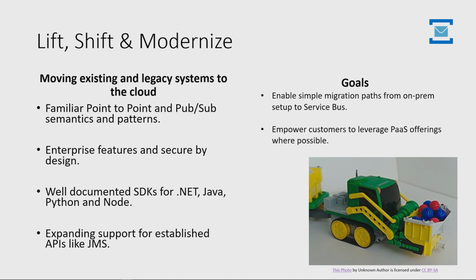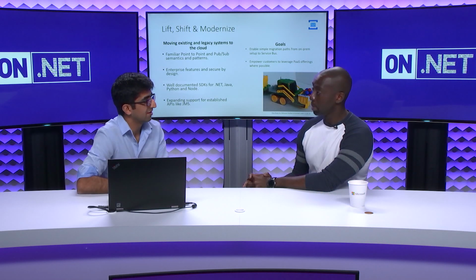And how do we do that? We essentially have the familiar semantics that you've been using in your prior queuing service. These are enterprise features and secure by design. We have well-documented SDKs, and we're also expanding support to other well-established messaging APIs like JMS. Okay, that's awesome.